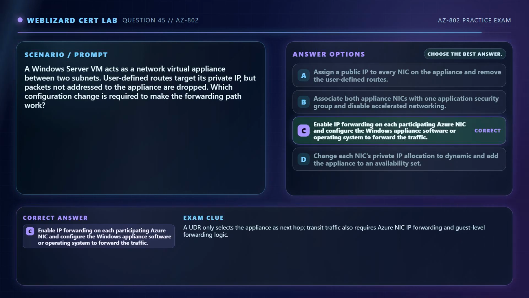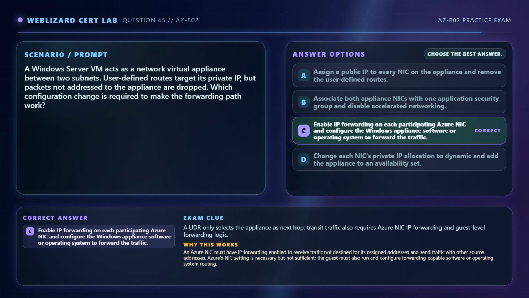The correct answer is C. Enable IP forwarding on each participating Azure NIC and configure the Windows appliance software or operating system to forward the traffic. An Azure NIC must have IP forwarding enabled to receive traffic not destined for its assigned addresses and send traffic with other source addresses.